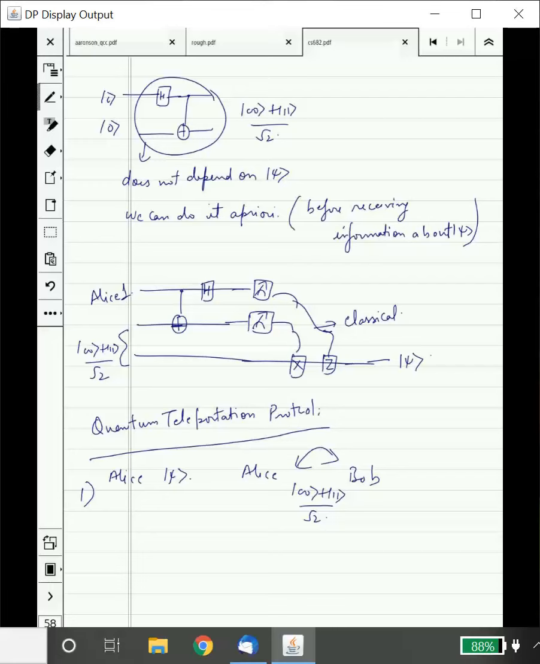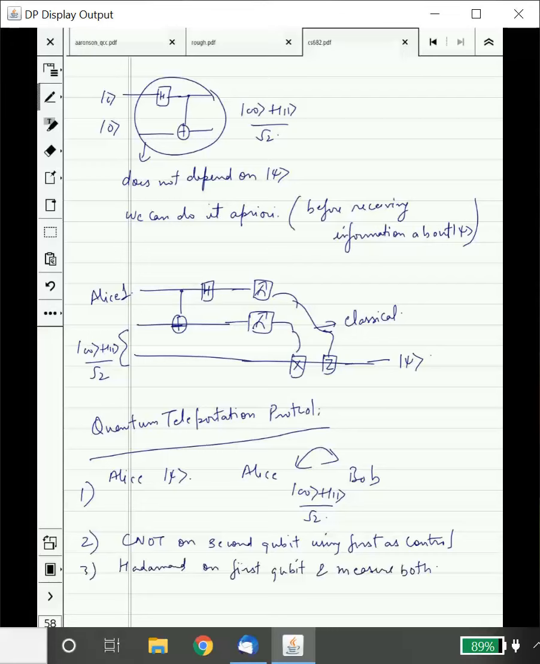In the first step, Alice will get state psi. Then she will apply C0 on the second qubit using the first as control. Then Hadamard on the first qubit and measure both. This information will be classically given to Bob. These are two bits, one from the measurement of the first qubit, one from the measurement of the second qubit. Classically send these two bits to Bob. And then Bob decides to apply X or Z based on this information.